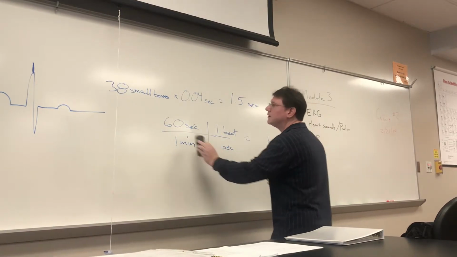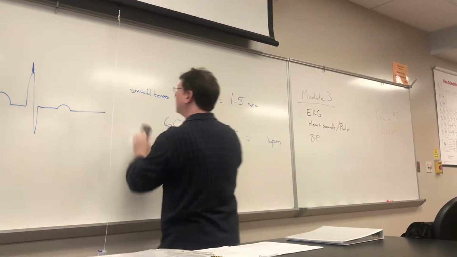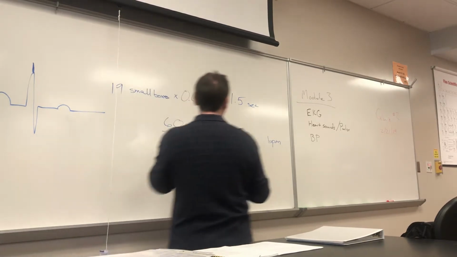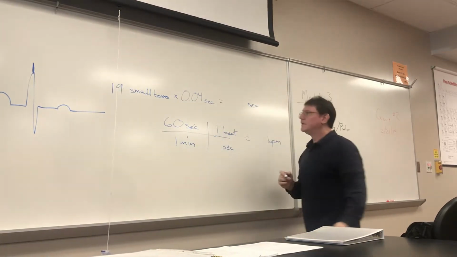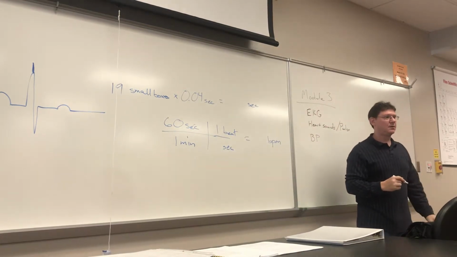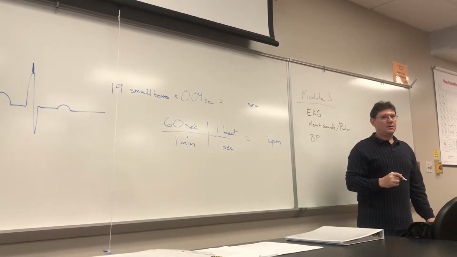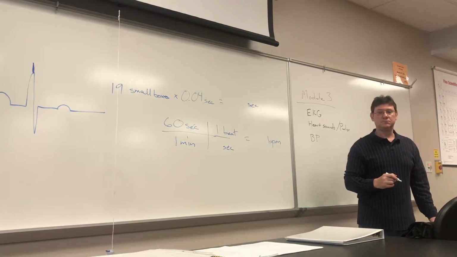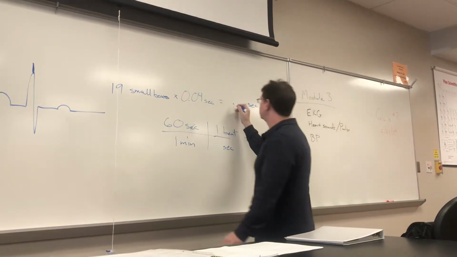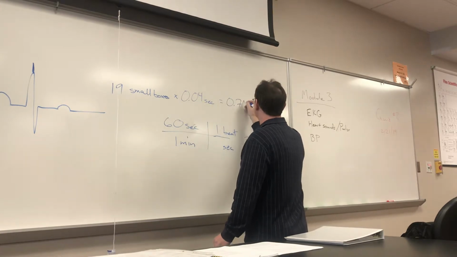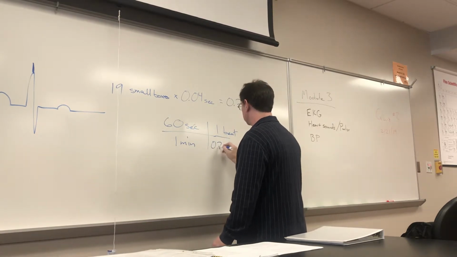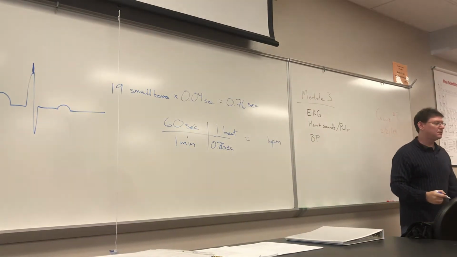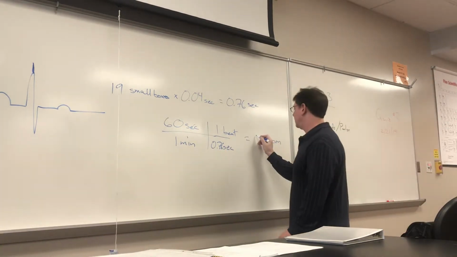Let's do 19. 19 times 0.04 is 0.76, so there's more space in between. 60 divided by 0.76 is 78.9.